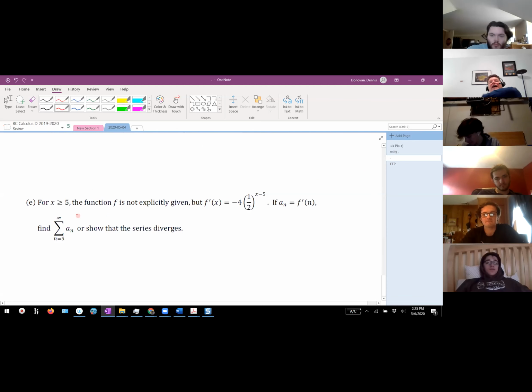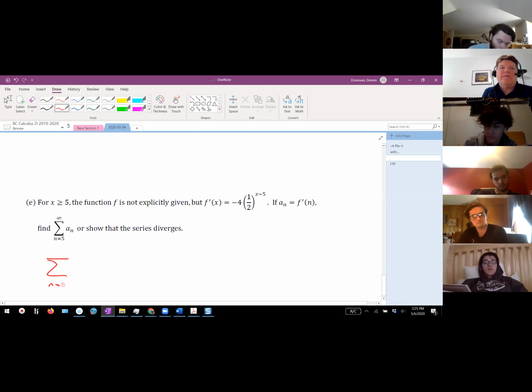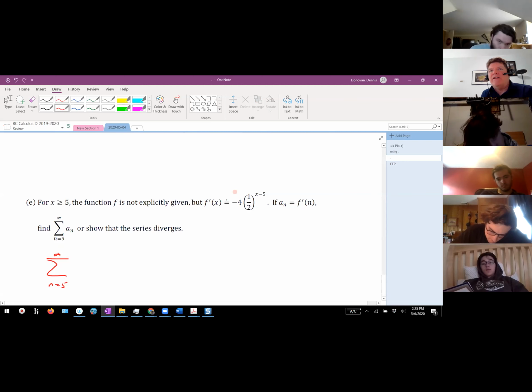So for x greater than or equal to 5, the function f is not explicitly given, but f prime of x is equal to -4 times 1/2 to the x minus 5th power. If a sub n is equal to f prime of n, find the sum as n goes from 5 to infinity of a sub n, or show that the series diverges. So we're going to rewrite the summation, subbing in a sub n. So a sub n is f prime of n. That just means I plug in n for x here, right? So I get -4 times 1/2 to the n minus 5.